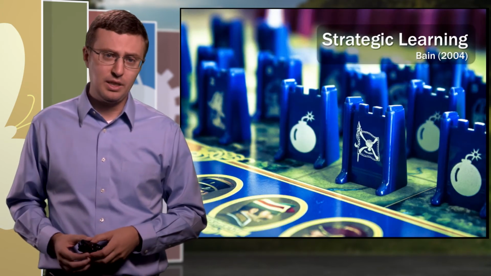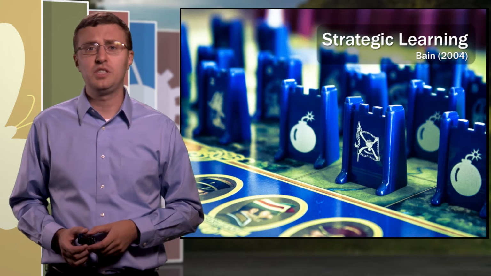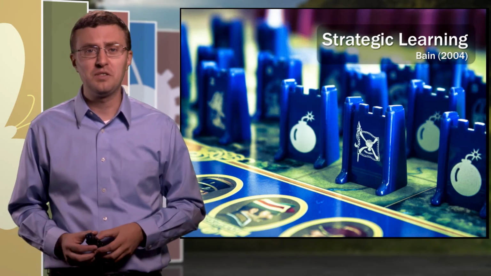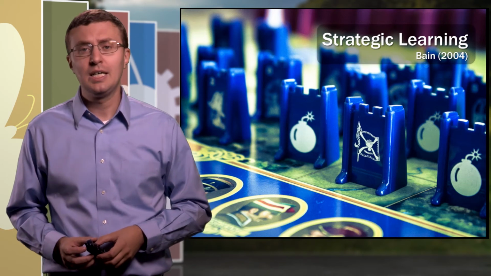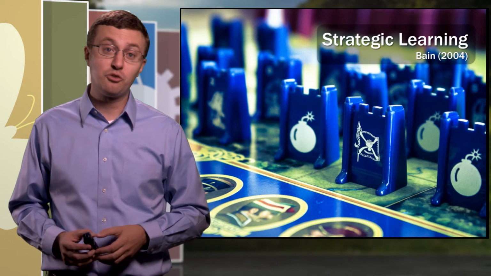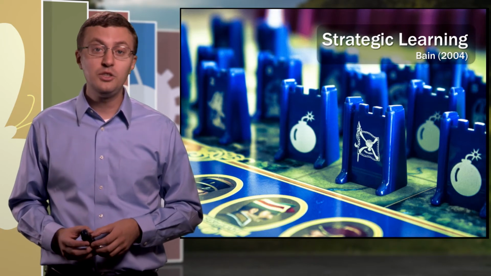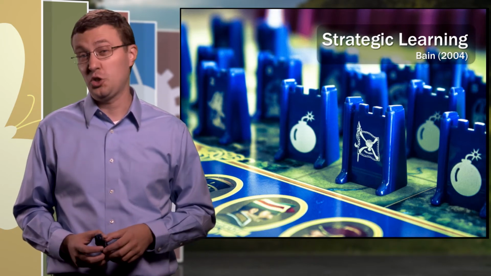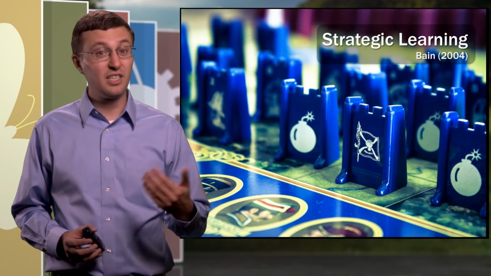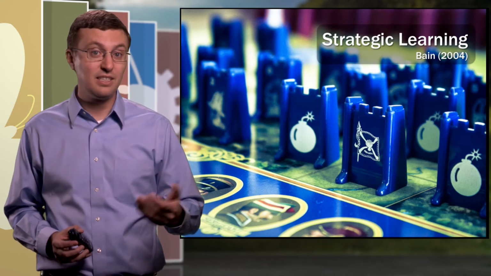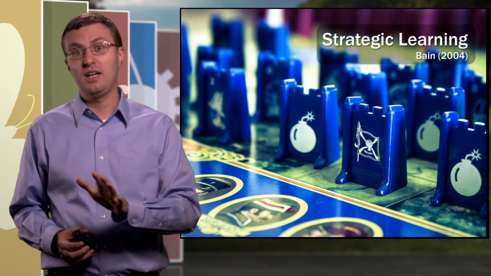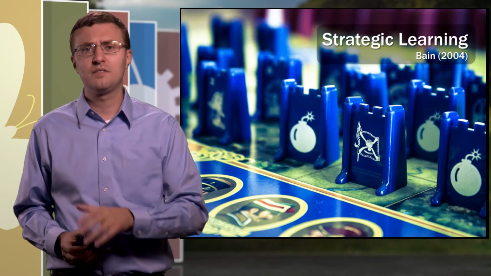Ken Bain wrote a book in 2004 called What the Best College Teachers Do, and it includes a really nice review of some of this literature on motivation. And he makes the argument that students who are motivated largely by extrinsic factors tend to engage in what he calls strategic learning. So this is the idea that a student wants to get a certain grade in a course. Maybe they need an A to get into med school or what have you. Or maybe they just want to avoid a certain grade. I can't get an F, I can't get a C in this course.